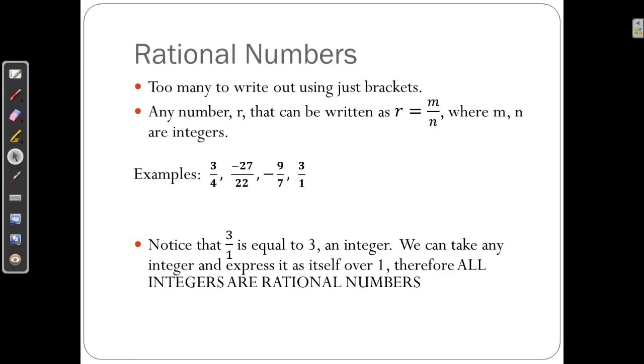Certainly that's not the only way of writing integers, because we could just as easily take 3 and also write it as 6 over 2.